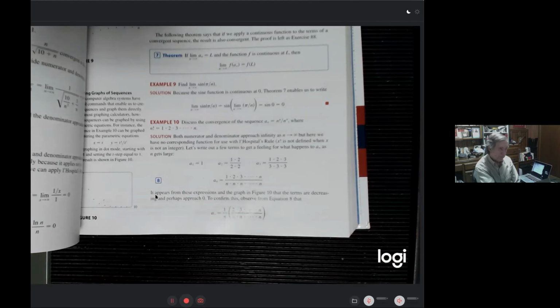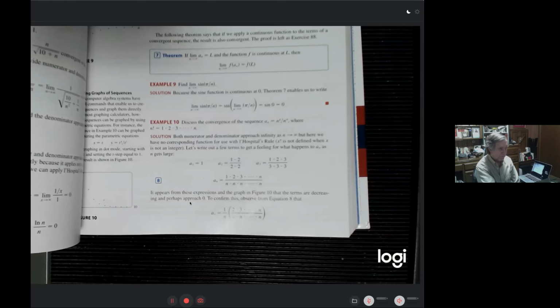But he says it appears from these expressions and the graph in figure 10, well, that's nice, except that's not necessarily an easy thing to do. In this case, it's not so bad, but it says if you look at the graph, that's one idea. So a great idea, if you can graph these things, see what happens. Well, the graph certainly looks like they go to 0. Well, can we do that analytically?